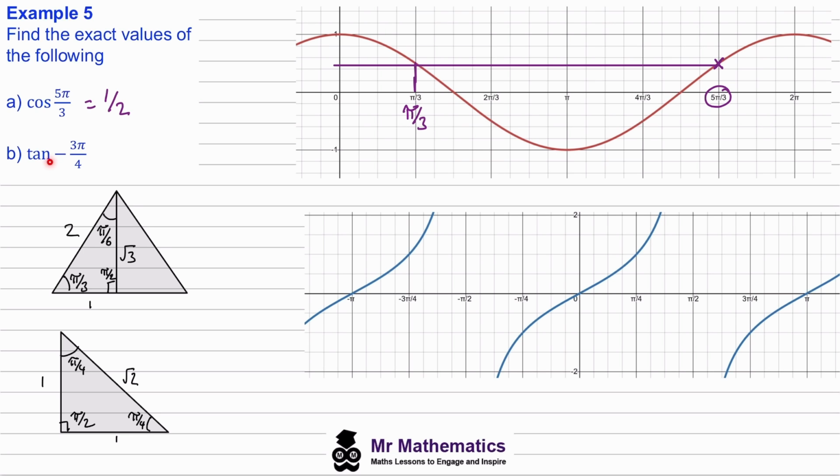Do you want to try and work out the tan of -3 pi over 4 using this graph? You can pause the video and come back when you're ready.